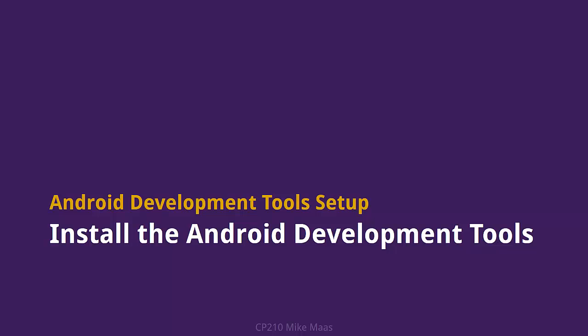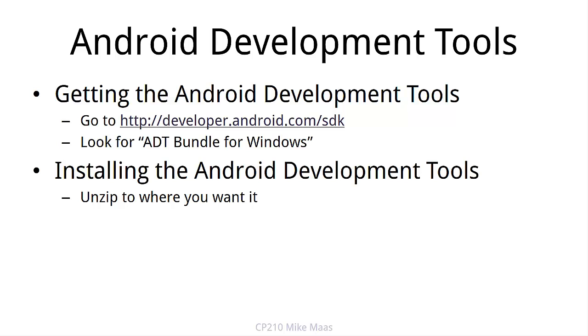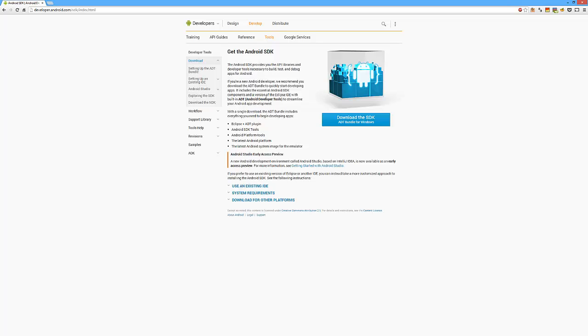Okay, so let's now install the Android Development Tools bundle. The first thing we're going to need to do is actually go out and get it. And we can go to developer.android.com/sdk and get the bundle that we need. So on the site here, we're just going to go to the download SDK, the ADT bundle for Windows.